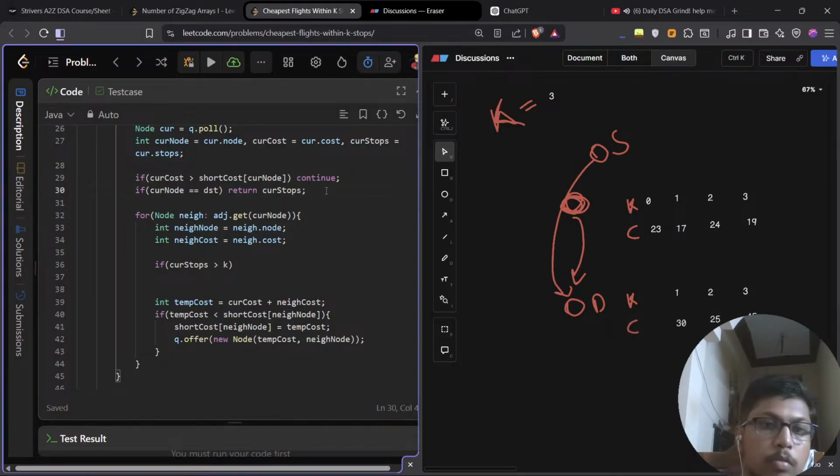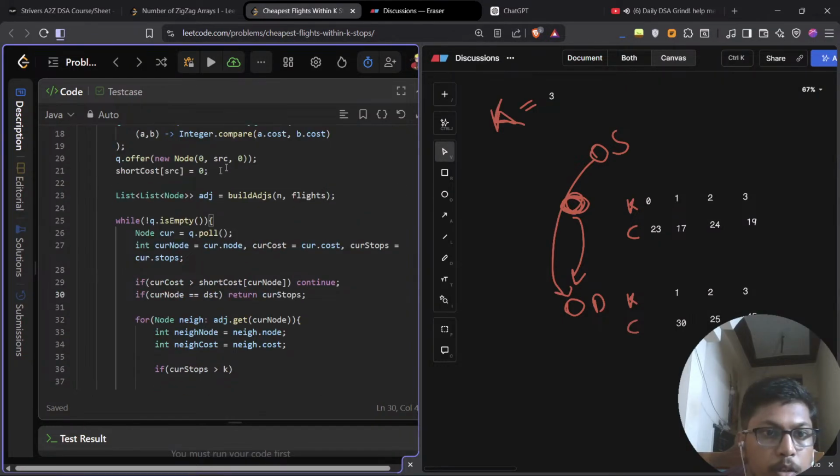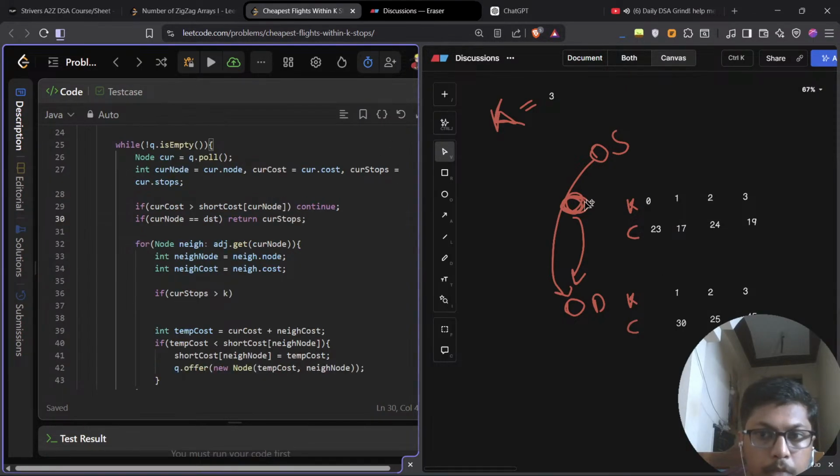So when I reach the neighbor, these are the neighbor stops that we will have at the stop. Because initially the stops start at zero and reaching it here, I would say the count is incremented by one.